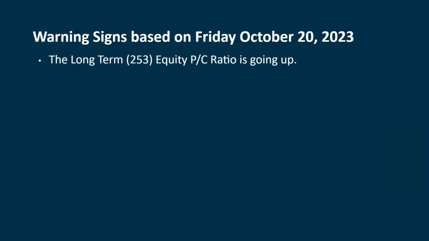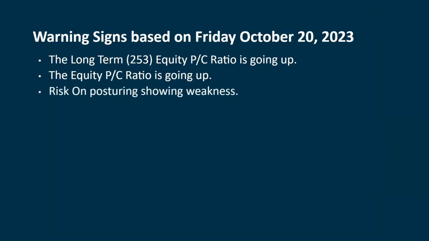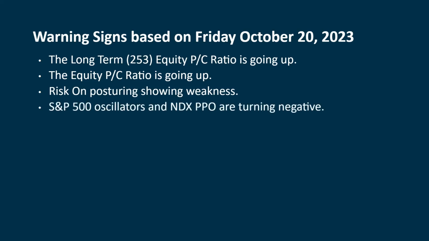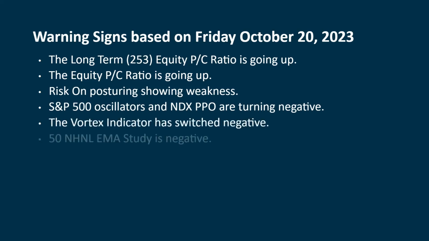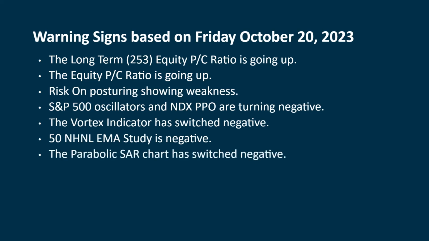The warning signs, based on the daily charts and Friday's close: our longer-term equity put-call ratio is going up. That's negative for stocks. The 5-period equity put-call ratio that we use is also going up. That's negative. The risk-on posture is going down. The oscillators, both for the S&P and the NASDAQ that we follow, are turning more negative. The vortex on the daily chart has switched negative. The 50-period new highs and new lows, an exponential moving average study that I do, is below zero. That's negative. The parabolic SAR daily chart has switched negative.